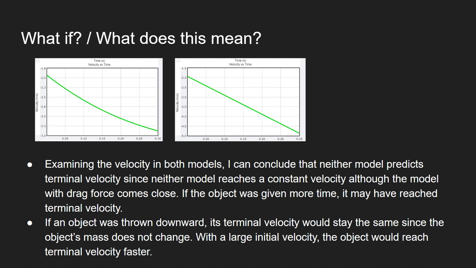Examining the velocity in both models, I can conclude that neither model predicts terminal velocity, since neither model reaches a constant velocity, although the model with drag force comes close. If the model was given more time, it may have reached terminal velocity. If an object was thrown downward, its terminal velocity would stay the same since the object's mass does not change. With a large initial velocity, the object would reach terminal velocity faster.